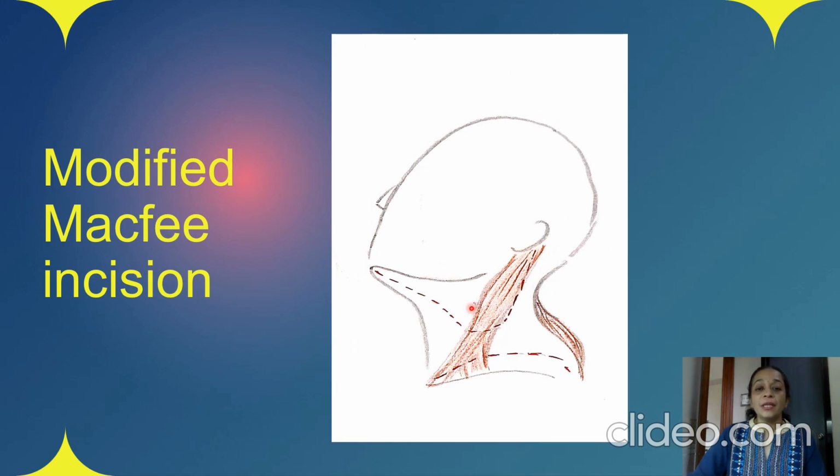In the modified McAfee, there is a little deeper curve than the McAfee one, wherein it goes up to the lower level of the cricoid cartilage. This gives a better clearance of level 3 lymph nodes. In a modification of this, there is something called as a Martin's incision. Now, Martin's incision normally is the gap which is bridging these two incisions.